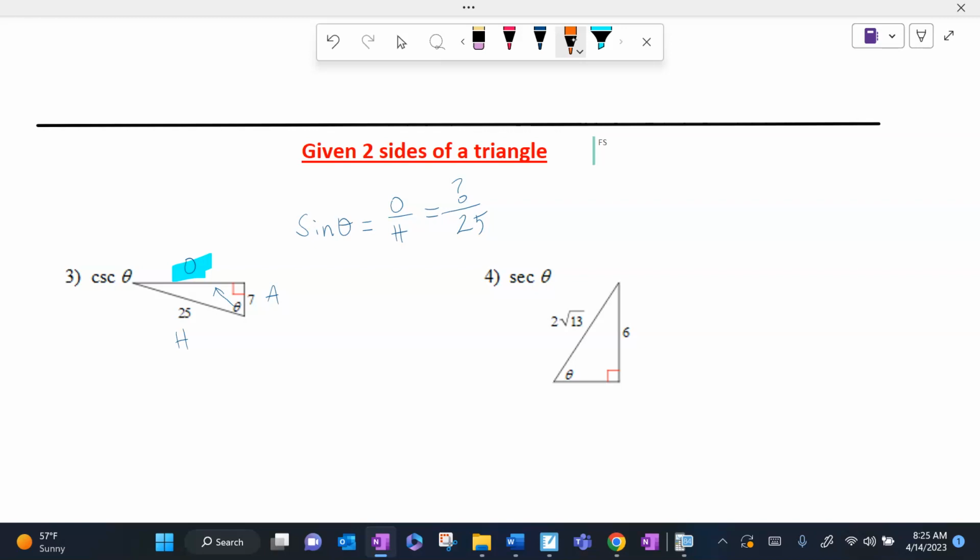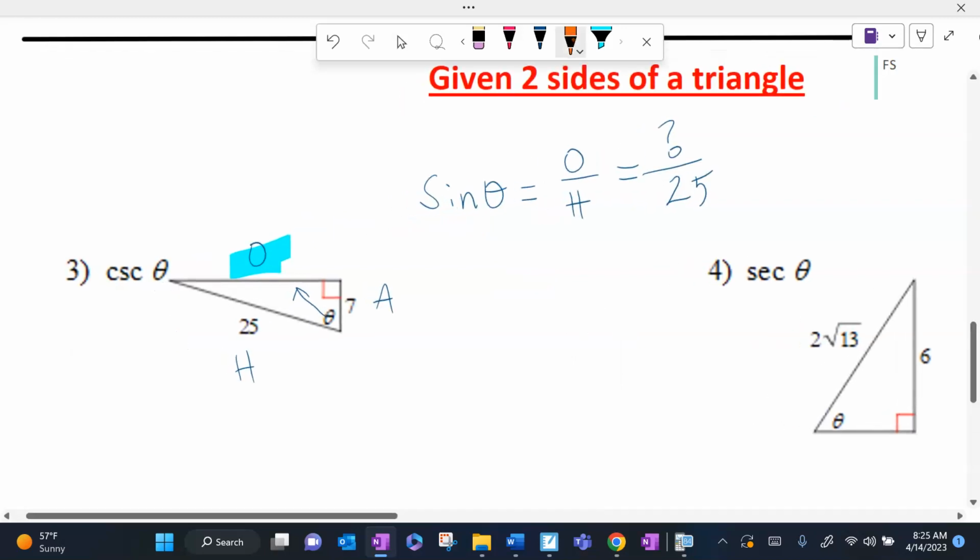So in this case, instead of O, I'm going to call this side X, that's what we're looking for. And I realize that this is a right triangle. We are given 2 of the 3 sides, so the Pythagorean theorem is an option. I can say x squared plus 7 squared, which is 49, by the way, is equal to 25 squared, which should be 625, if I'm not mistaken.